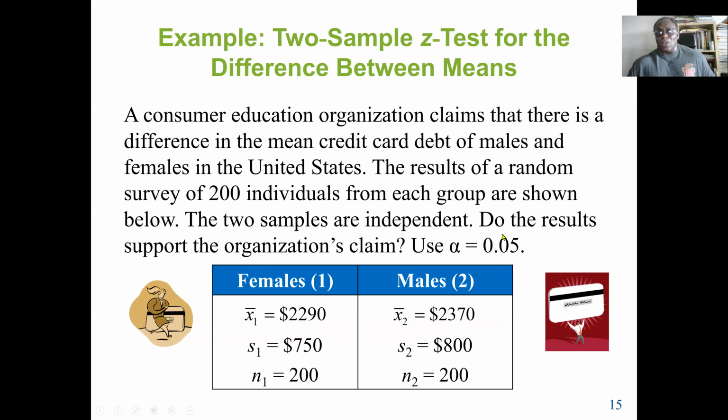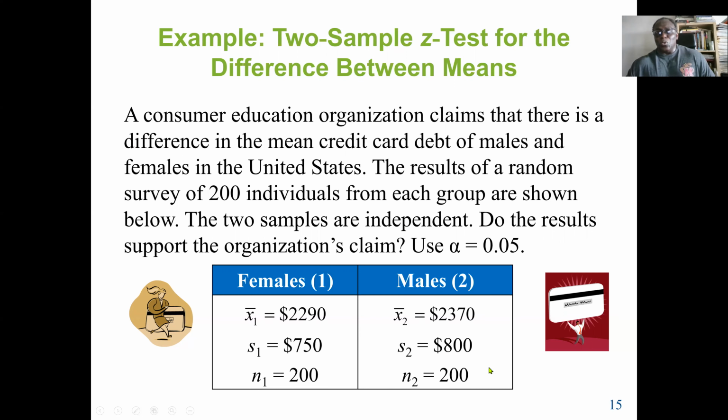So here we can see that we have two populations. We have the females and also we have the males. And this is the data given to us. For the female, the sample mean is 2,290. For male, the sample mean was 2,370. Now, the standard deviation for the first sample, which is the female, is 750. The standard deviation for the male is 800. This sample is independent, but still the sample sizes are the same, 200 and 200.